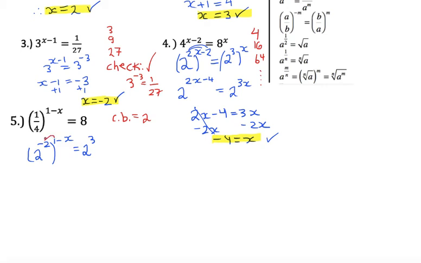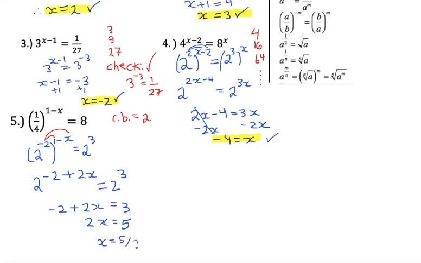And now we're just going to expand this. And we have 2 to the power of -2 plus 2x. Careful with the signs there. And then on the right side, we have that 3. Okay, equivalence, drop the bases. And we have -2 plus 2x is equal to 3. And then 2x, add 2 to both sides, is equal to 5. And so our x is going to be 5/2. Okay?